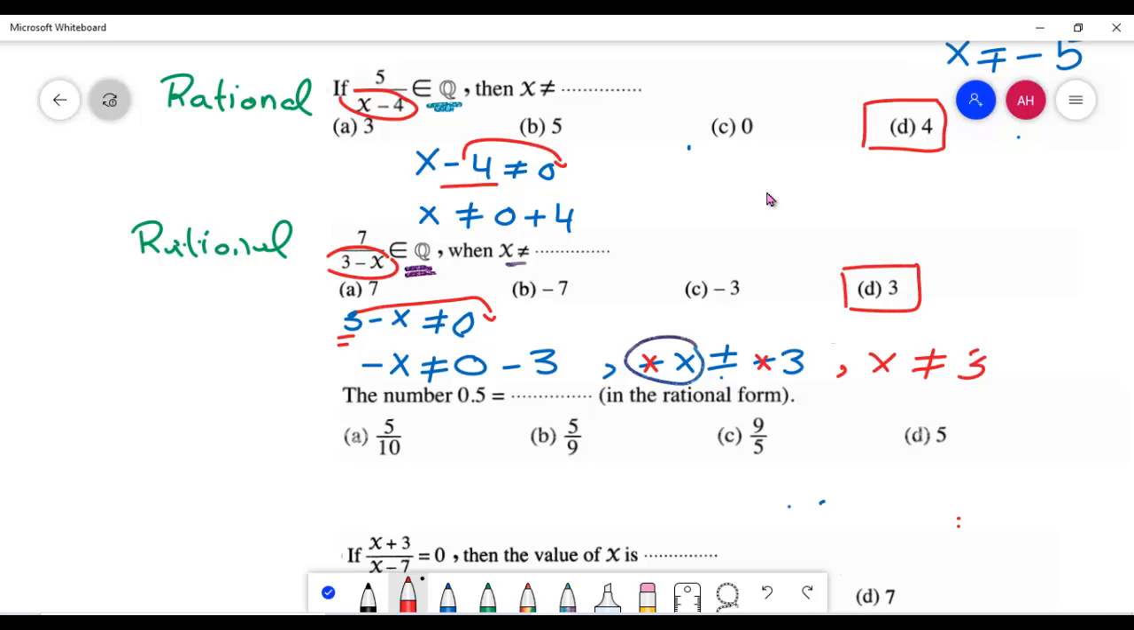Let's go now for the second one. The number 0.5 equal in a rational number form. So he wants me to put this 0.5 in a rational number form. We said that we can easily put a decimal in a rational form, or in the form of a over b. How? Simply by counting how many decimal places I have, and I have only one decimal place. As a result, my denominator will be 10, and then I will put the number without the decimal. So my correct answer here is number A, which is 5 over 10.